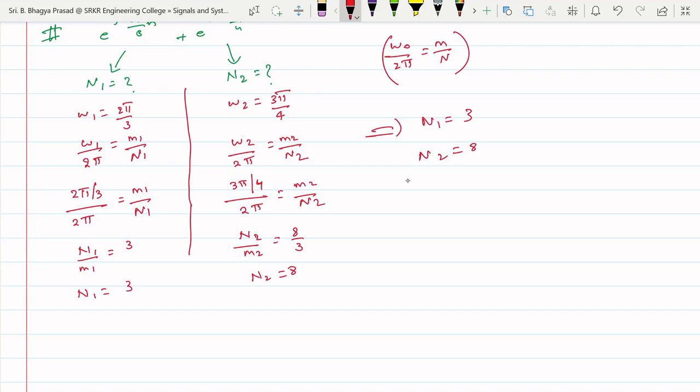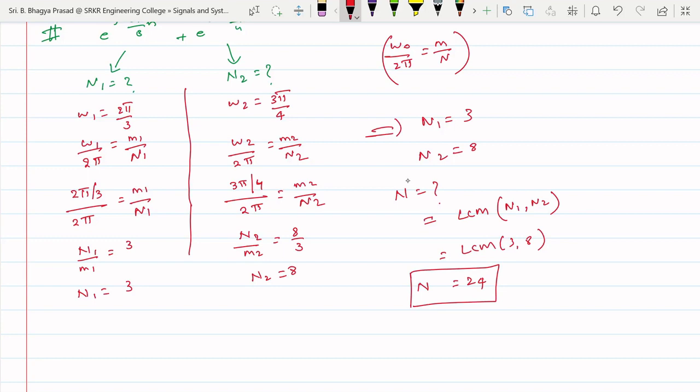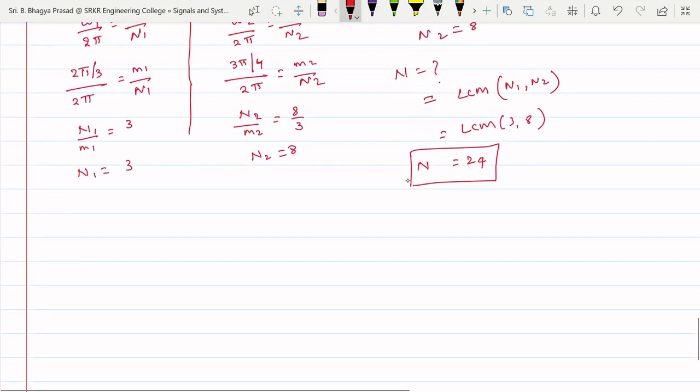So we have to calculate the common value n. Take again the LCM of n1 and n2. n is the LCM of n1 and n2. The LCM of 3 and 8 is 24. So n is 24 for this. I hope this one is clear.